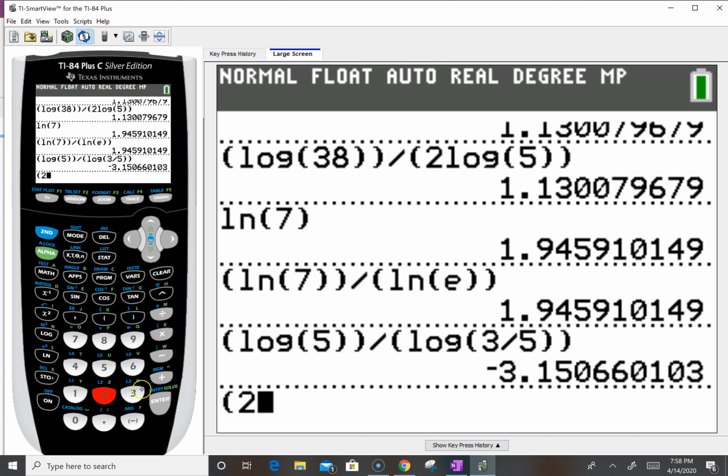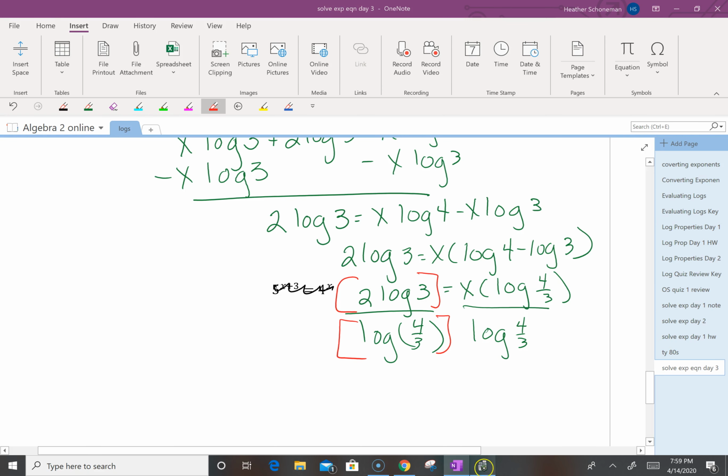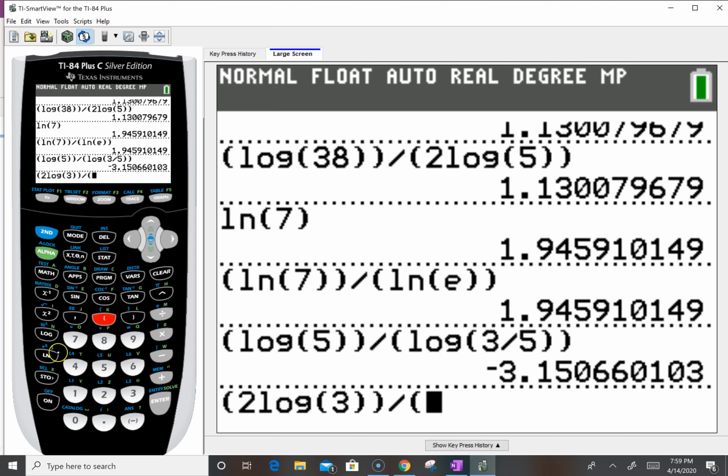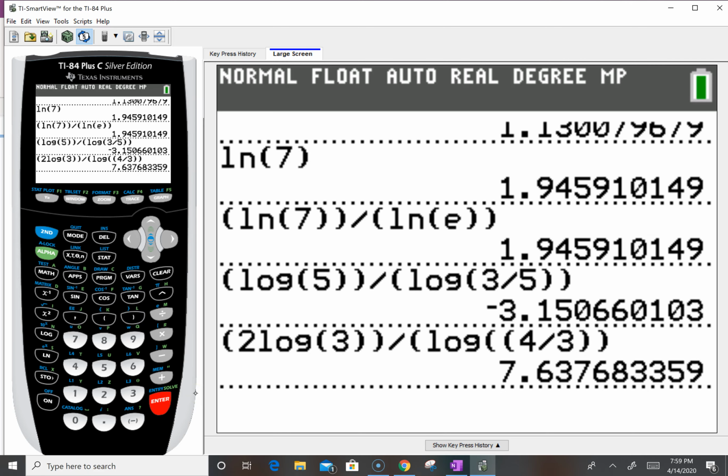So the numerator, 2 log of 3, close the parentheses on the log, close the parentheses on the numerator, divided by denominator, log of 4/3. So we do log, parentheses, 4 divided by 3, close parentheses on log, close parentheses on denominator, 7.638.